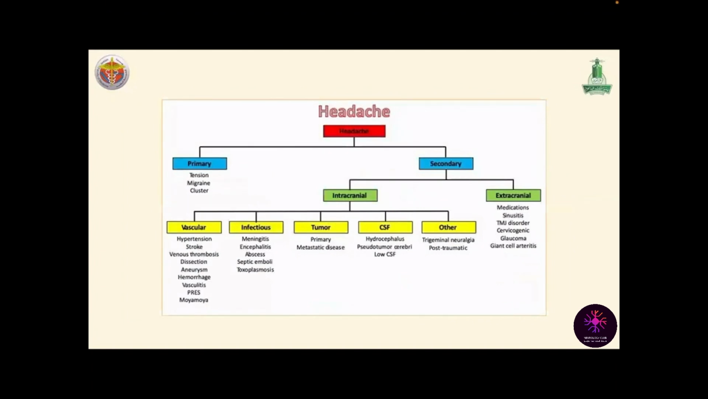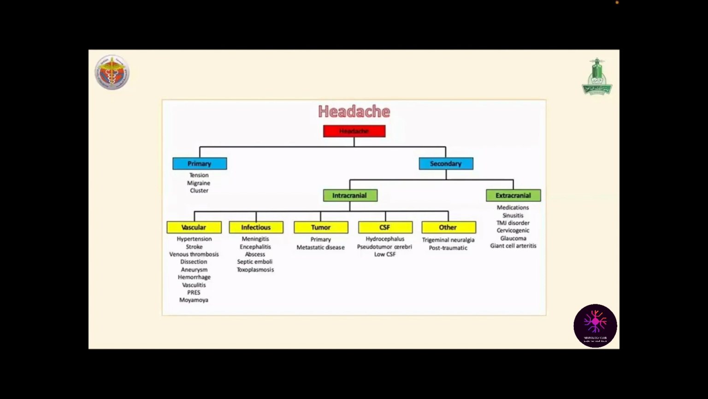So this is just one of the approaches you could follow just for simplification. Or you can just use whatever nice mnemonic you have. But we can divide here the headaches into just primary and secondary, and secondary could be further divided into intracranial and extracranial. For the extracranial, we have the medications or referred pain from sinusitis or dental pain, for example, and any eye problems like acute angle glaucoma.